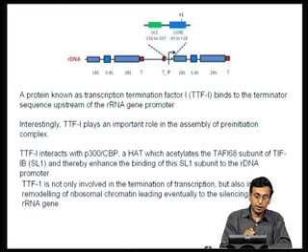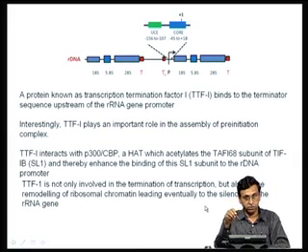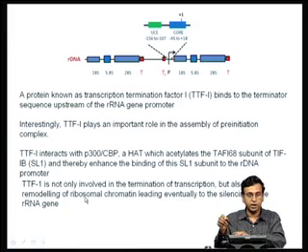And in addition, TTF1 is also involved in what is called remodeling of the ribosomal chromatin, leading to eventual silencing of the rDNA gene. We will come to this a little bit later during this talk.